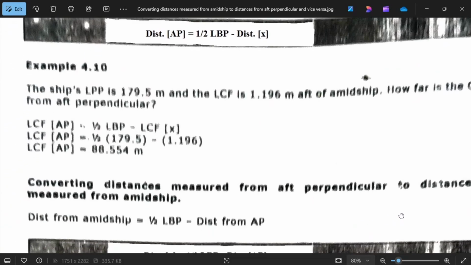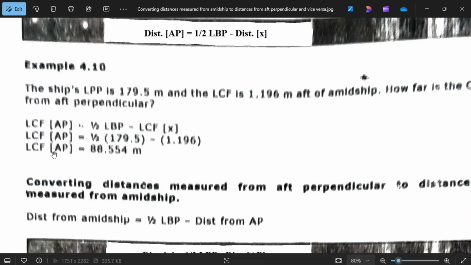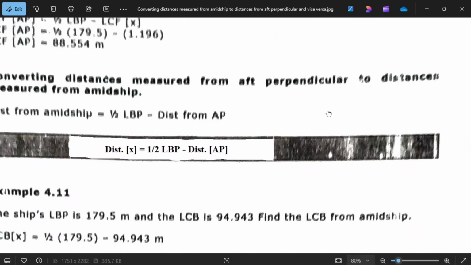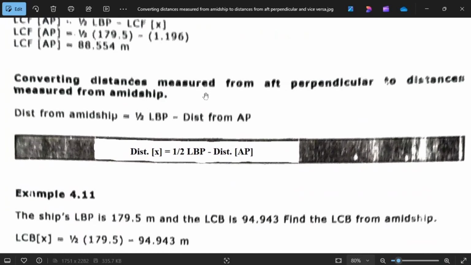This was the first one that we have. So we have 88.55. Then here we have the second. So converting distances measured from up perpendicular to distance measured from amidship. Then we have here distance from amidship equals 1/2 LBP minus distance from up. So distance x equals 1/2 LBP minus distance from up.